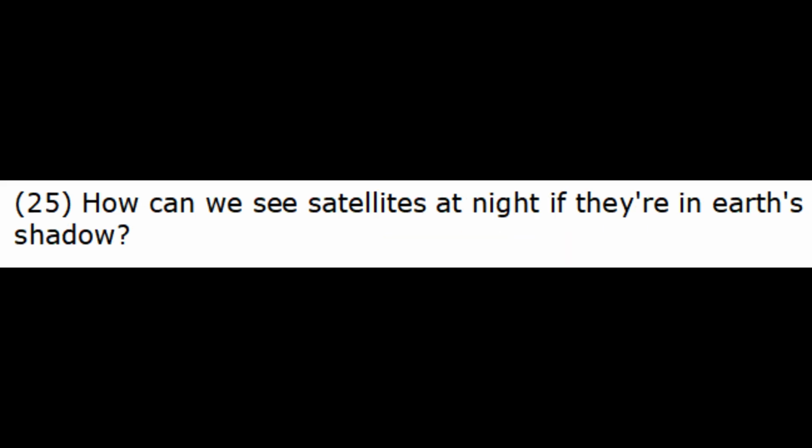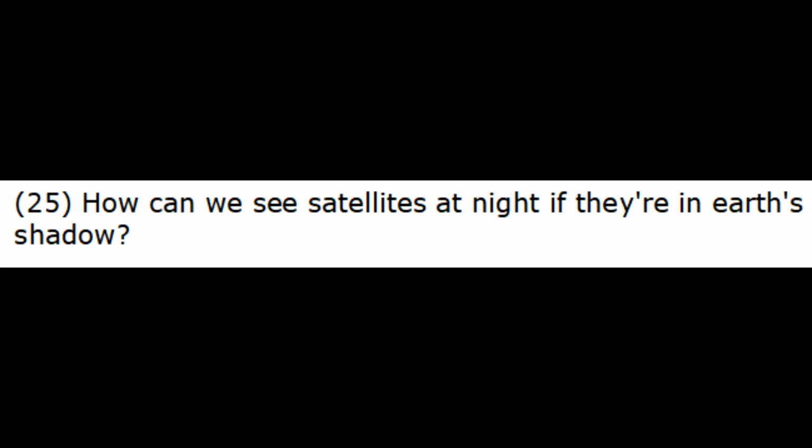Question 25. How can we see satellites at night if they're in Earth's shadow? It's the same issue that flat earthers have with understanding why Venus can be seen at night. It's just like how the top of a mountain can be in sunlight while the plains below are in darkness. The mountaintop is up above the shadow of Earth's nighttime. The best times to see satellites are near sunrise and sunset. This is when the satellites, which are relatively close to the Earth, are likely to be far enough away to be out of its shadow.